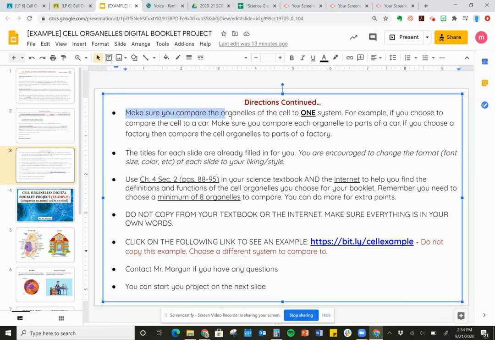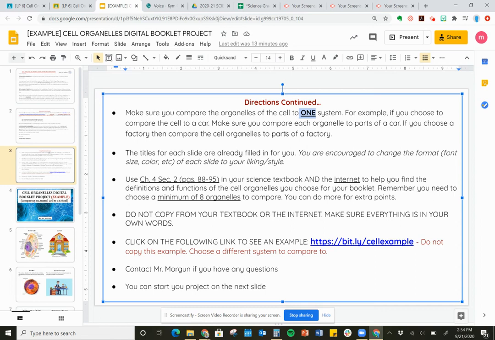Make sure you compare the organelles of the cell to one system. For example, if you choose to compare the cell to a car, make sure you compare each organelle to parts of a car. If you choose a factory, then compare the cell organelles to parts of a factory. Don't jump around. Don't choose a car part, a factory part, a city part, a part of a cell phone. Once you choose the system, you need to be consistent with that system, okay?